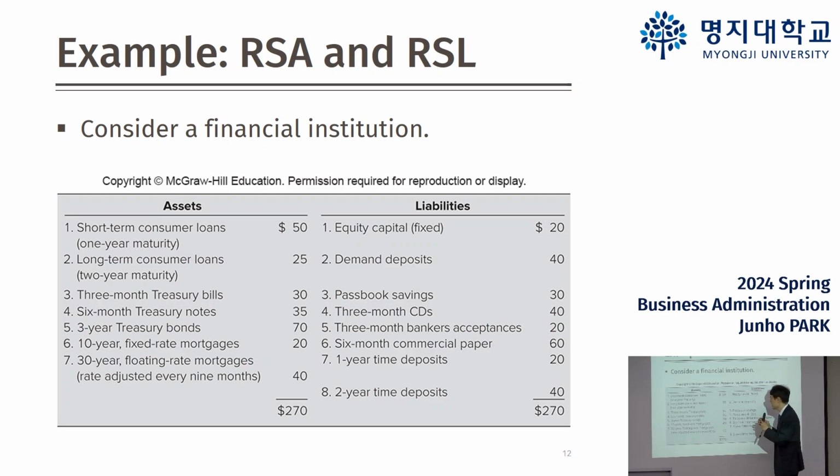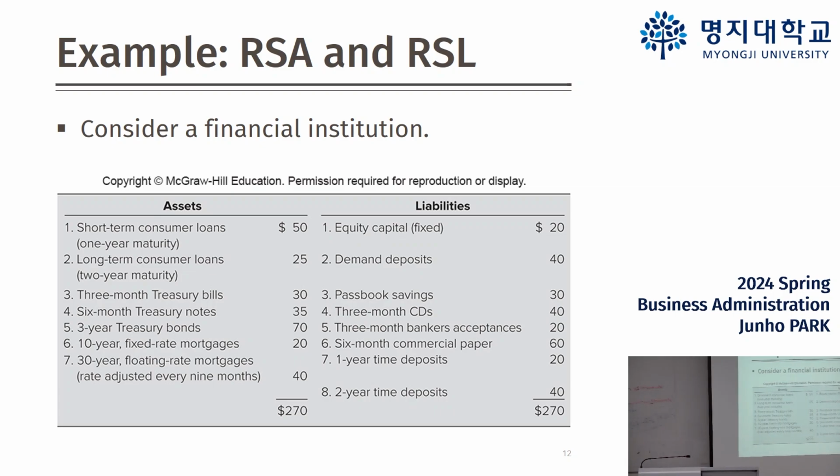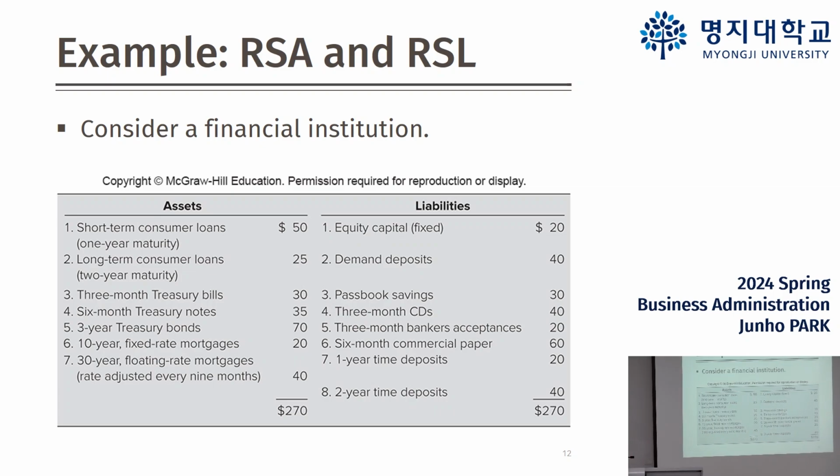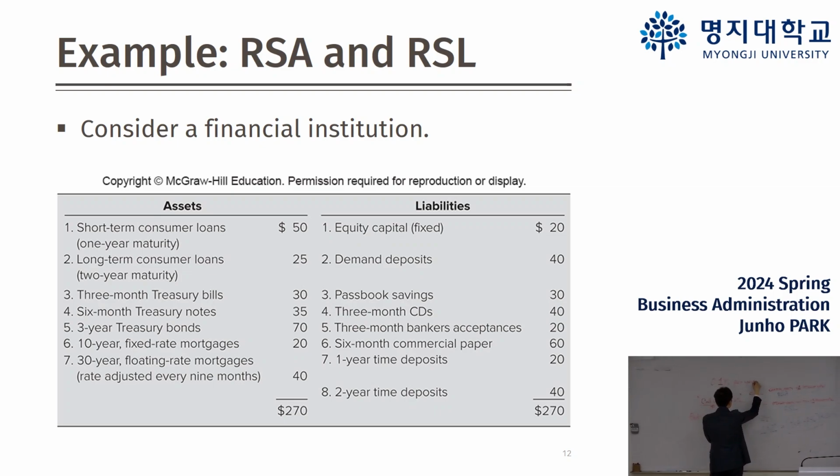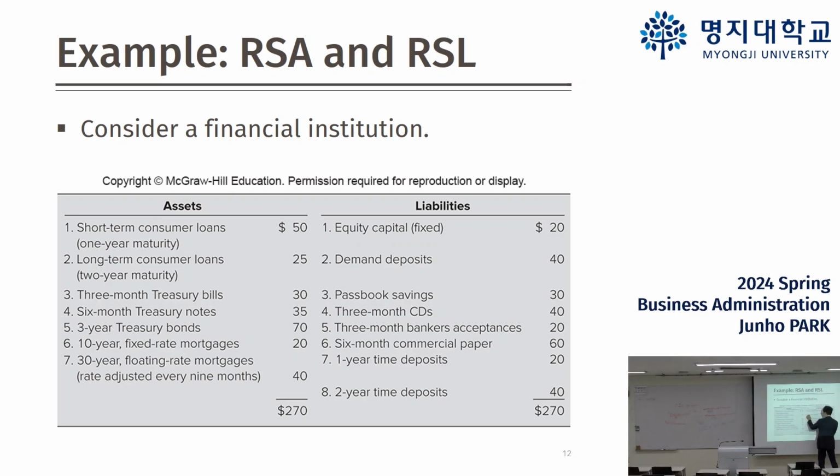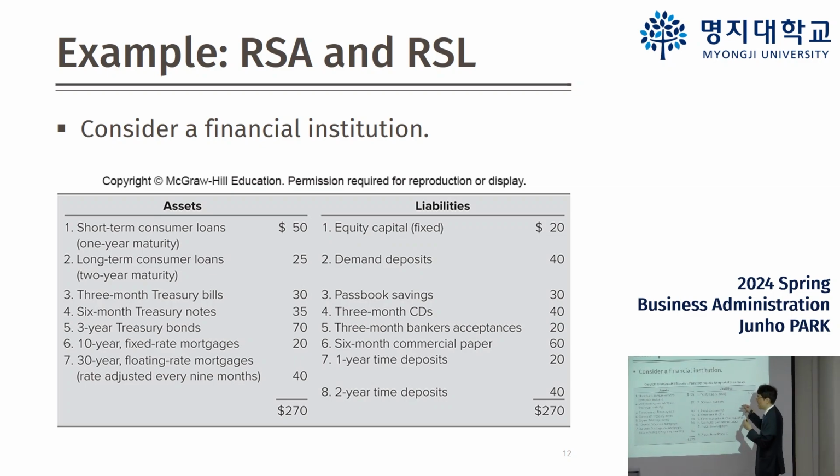In Korea, generally, the interest rate for the demand deposits is 0.1% per year. So this is very, very small. So in Korea also, we don't consider the demand deposits as rate sensitive liabilities. So naturally, we exclude demand deposits from our calculation.